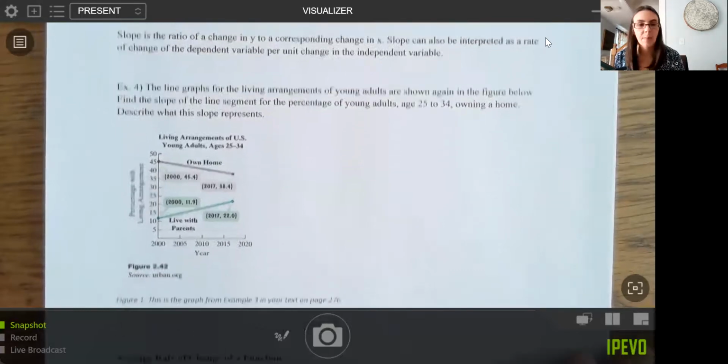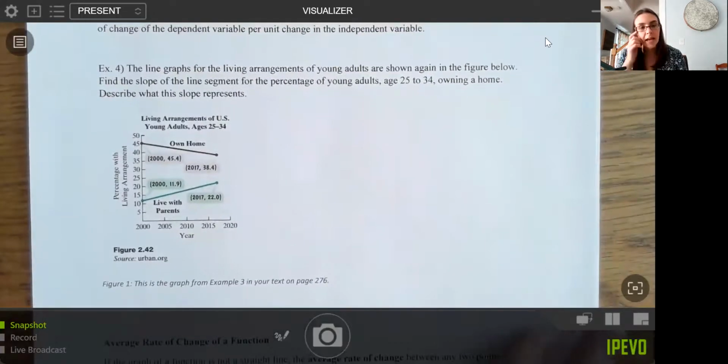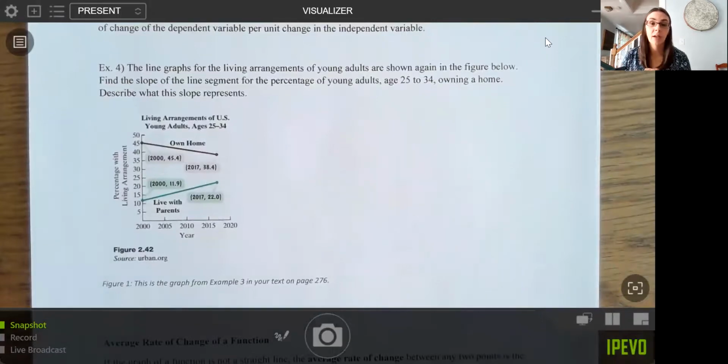So let's look at an example here to start. The line graphs for the living arrangements of young adults are shown in the figure below. So this is actually in the beginning of your chapter 2, although I didn't bring it in here. Find the slope of the line segment for the percentage of young adults ages 25 to 34 owning a home and describe what this slope represents.